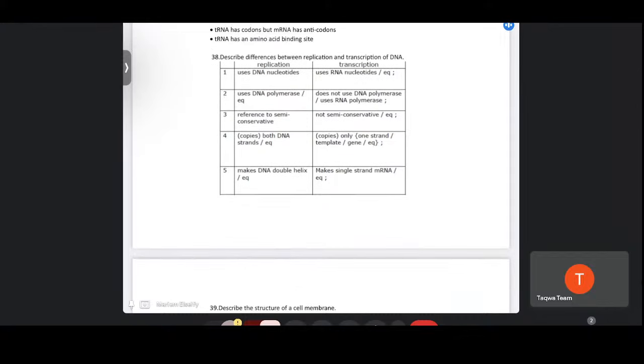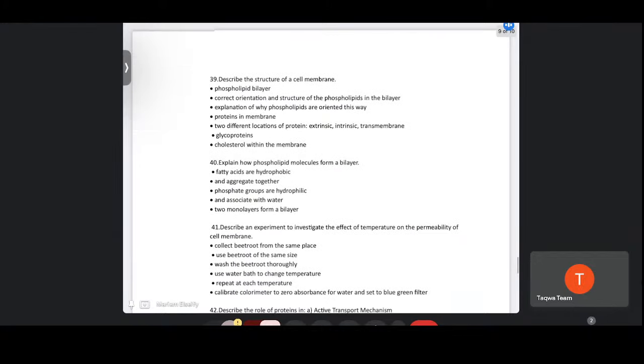Describe the differences between replication and transcription. Replication uses DNA nucleotides, uses DNA polymerase, is semi-conservative, copies both DNA strands, makes a DNA double helix. Transcription uses RNA nucleotides, does not use DNA polymerase, uses RNA polymerase, is not semi-conservative, copies only one template strand, and makes single-stranded mRNA.